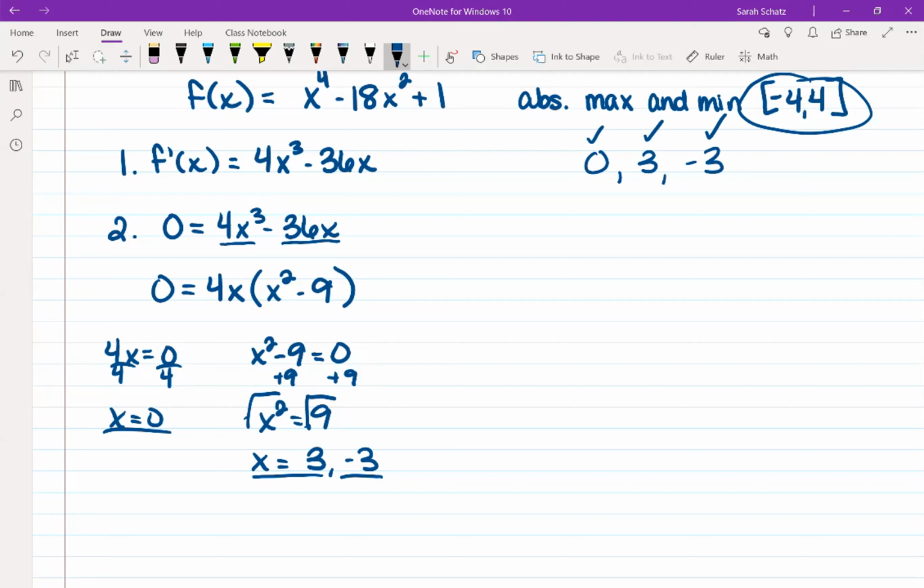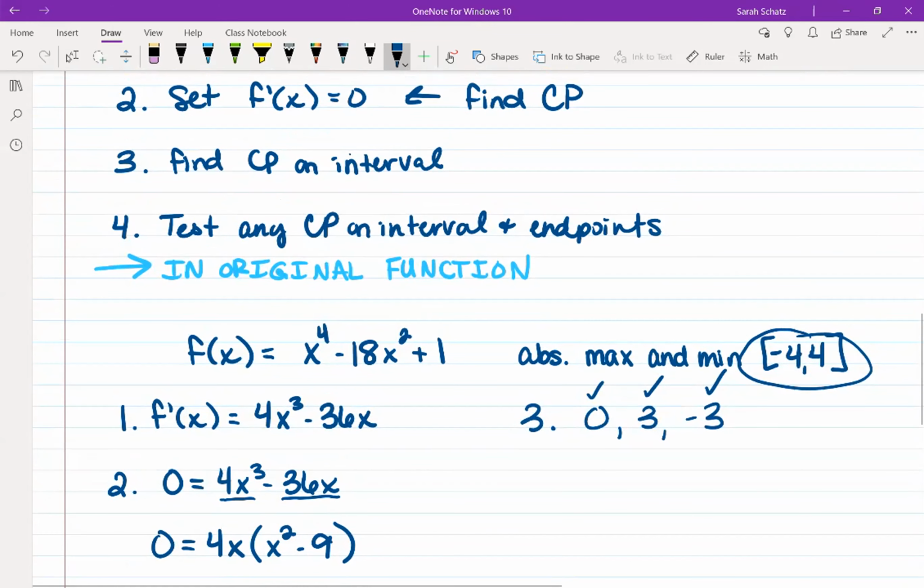Let's say you were working a problem and the -3 wasn't in your interval. Well, then you would just test 0 and 3. But on this one, all 3 of them are in the interval, so we have to test them all. So I guess this was step 3, right? Deciding which ones are on your interval.